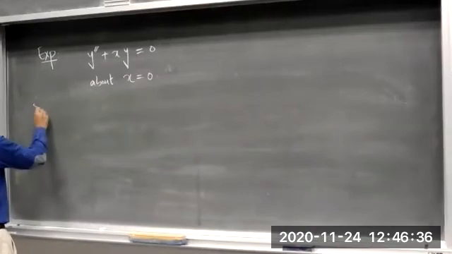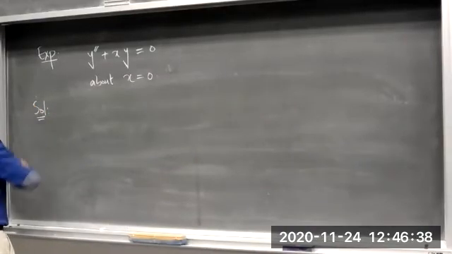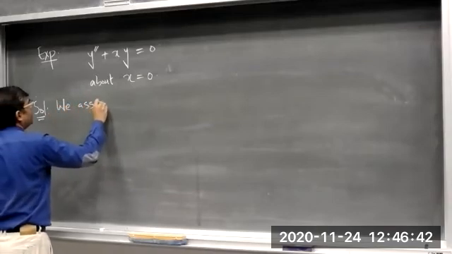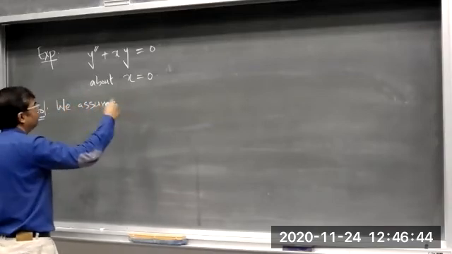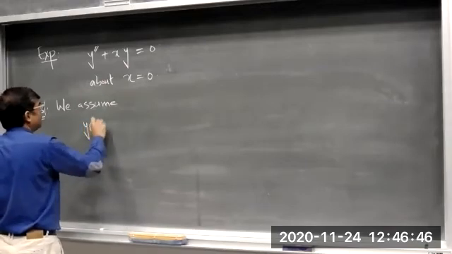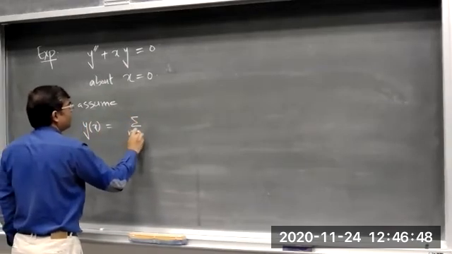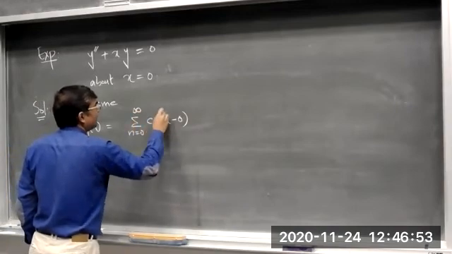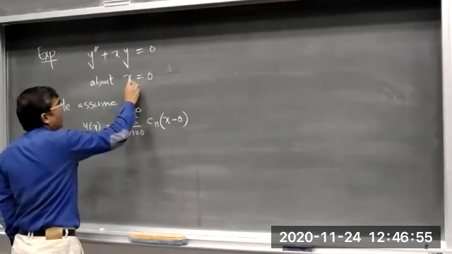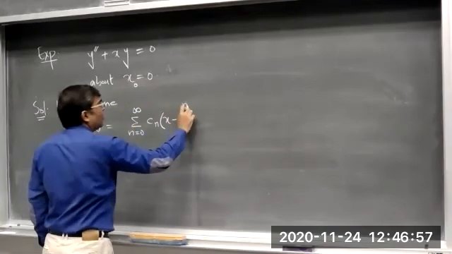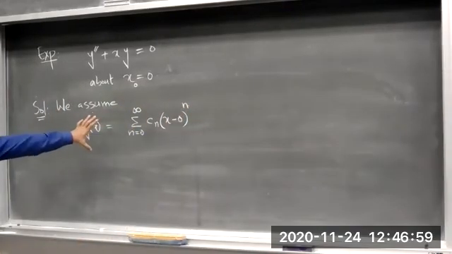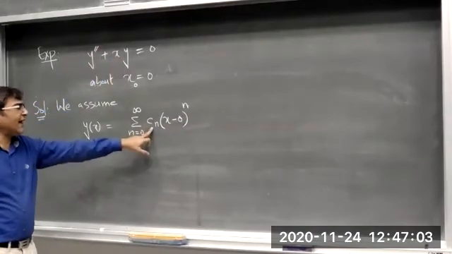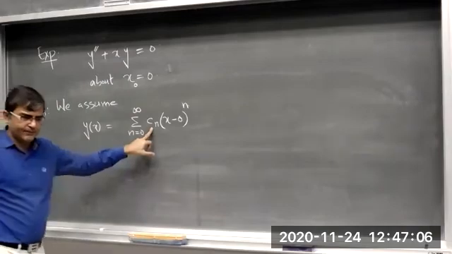The idea behind this method is what? We assume that y of x is equal to summation n from 0 to infinity cn (x minus x naught) to the power n. X naught is 0 here. So we assume that this is a power series solution of this differential equation, where cn are unknown constants.